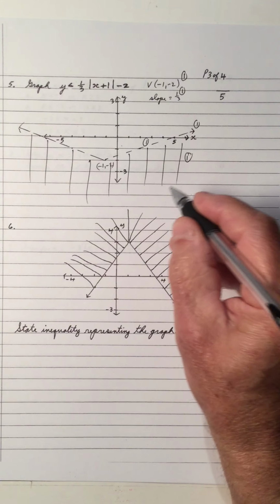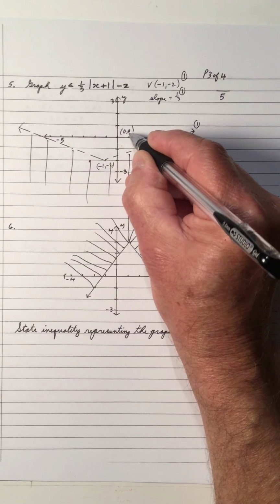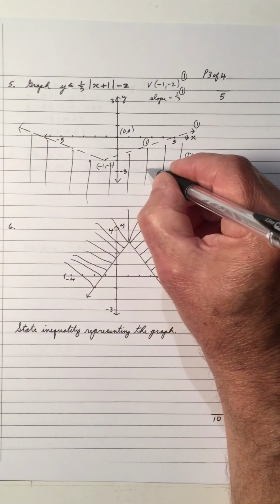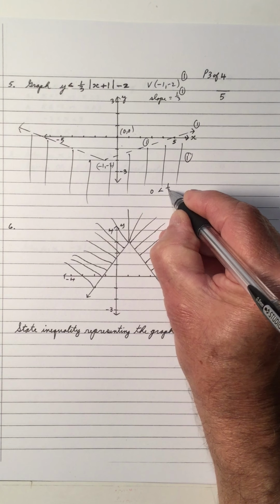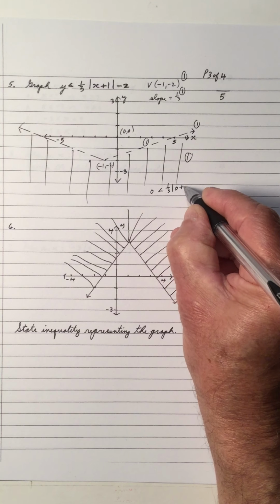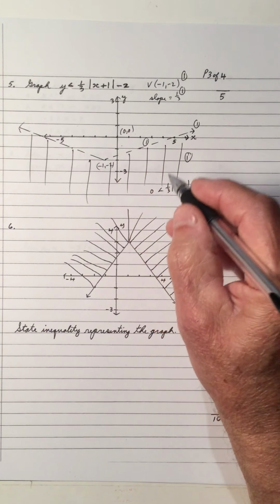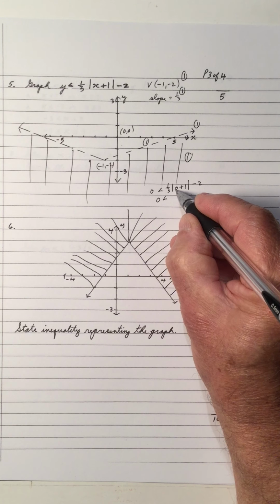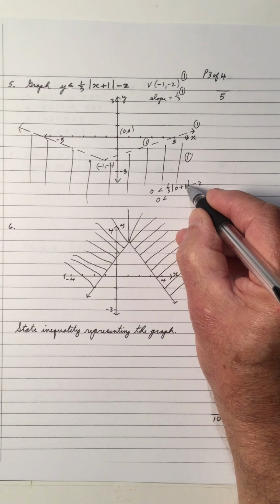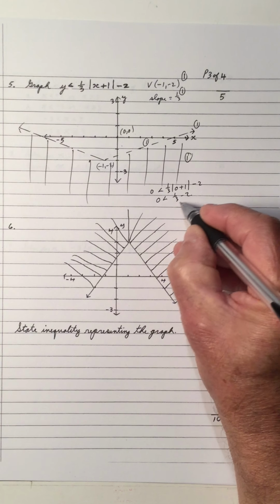And if you want to check it, check this point. Check the point 0, 0. 0, 0 is not in this shading. So put 0 in for y, less than 1/3 absolute value. Remember, 0 is a good point to check if it's not passing through. So 0 is less than. 0 plus 1 is 1. Absolute value of 1 is 1. 1/3 times 1 is 1/3 minus 2.